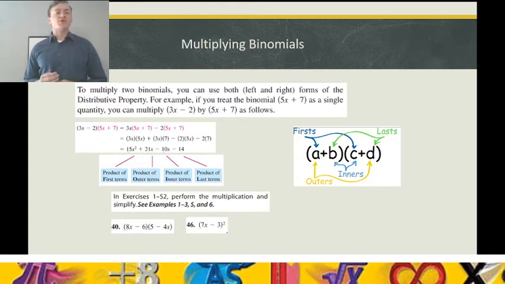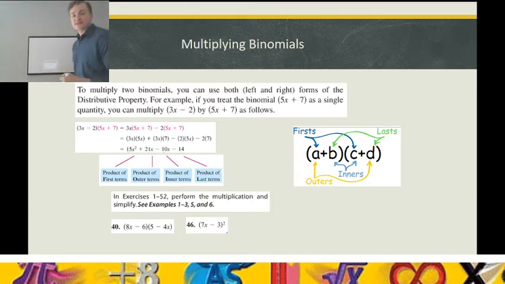We will then look to multiply a times d. That is taking care of distributing a to the two terms in the second polynomial. Then we will look to distribute b to c, and then distribute b to d. So you see how we get the acronym FOIL, product of the first terms, product of the outer terms, product of the inner terms, product of the last terms. For number 40, perform the multiplication and simplify. So here we have 8x minus 6, multiply 5 minus 4x.